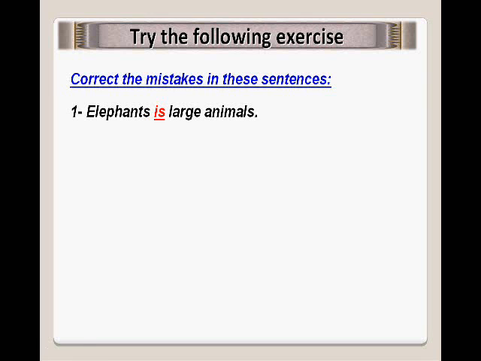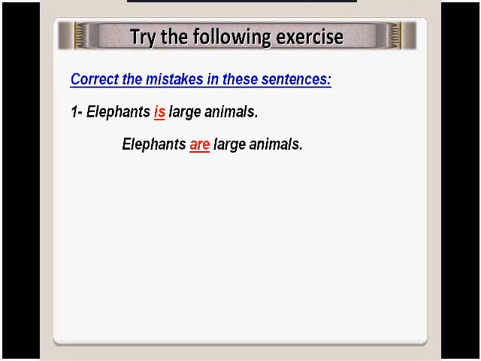So what would be the answer? Excellent. Elephants are large animals, and what happened is that I corrected is into are, because of course, as we said in our first rule, the verb always agrees with the subject. If the subject is plural, then the verb should be plural. So we have elephants are. Let's look at number 2.